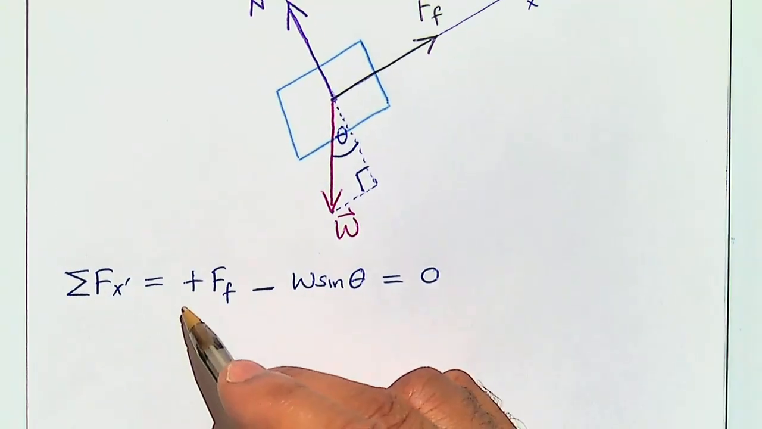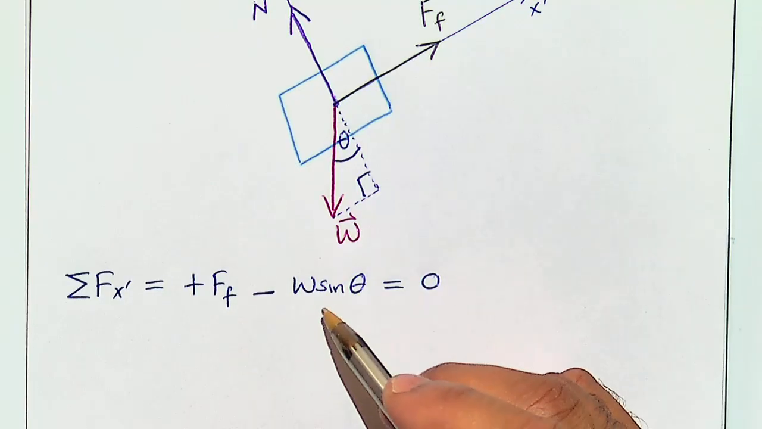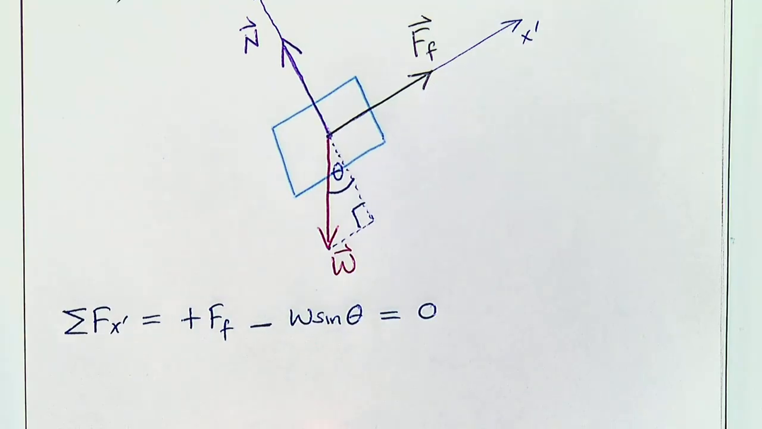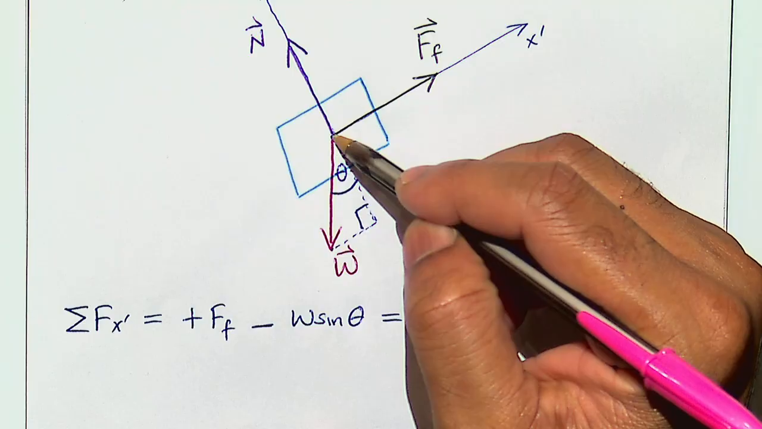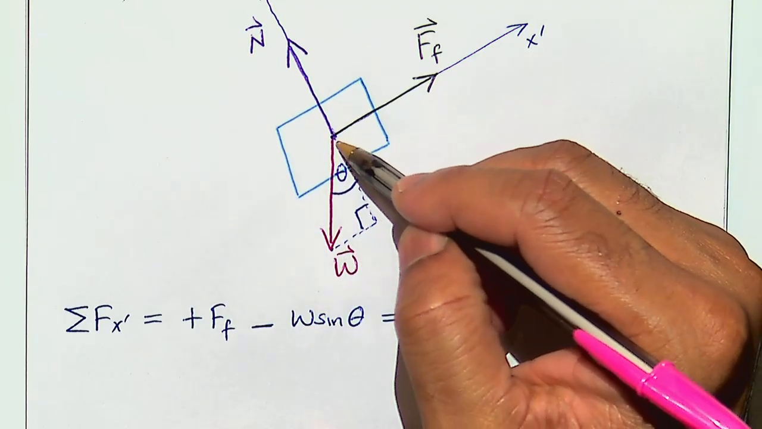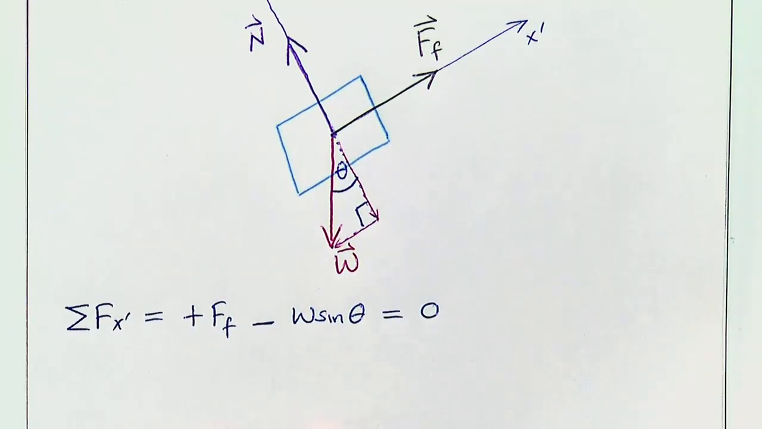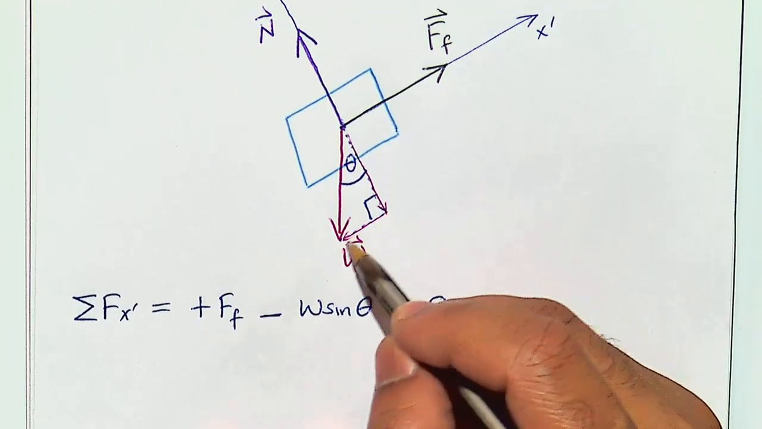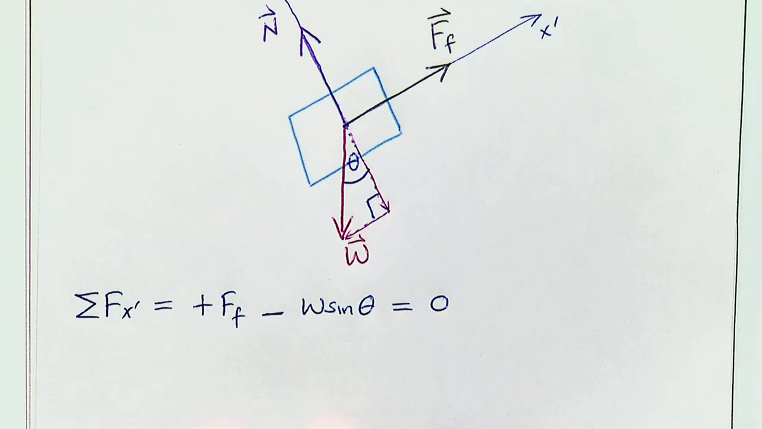We said we're going to sum up all the forces in the x prime direction. Force of friction is positive. The component of the weight that's in the x prime direction is negative. How do we see that? Well, think about how I get from the start of this vector to the end of the vector. I have to come down in the negative y direction and travel in the negative x direction. The x component is negative. We set it equal to 0 because we're looking at the case where this box or parcel doesn't accelerate.